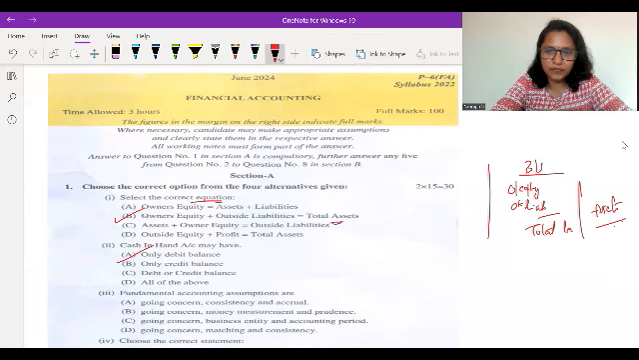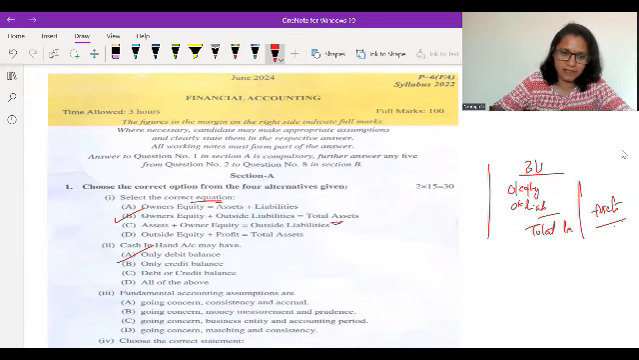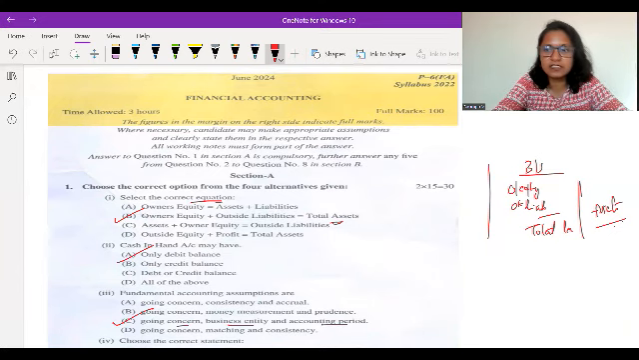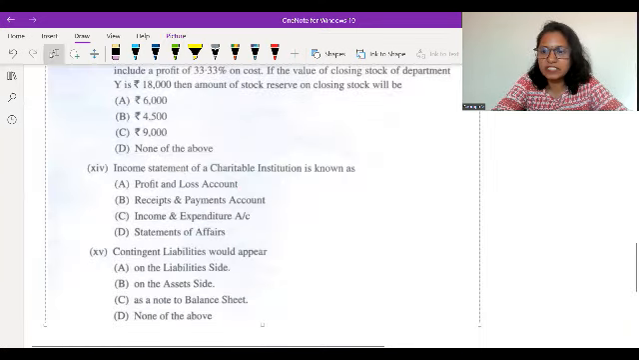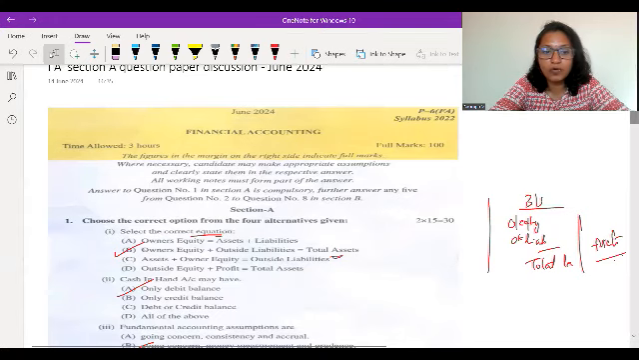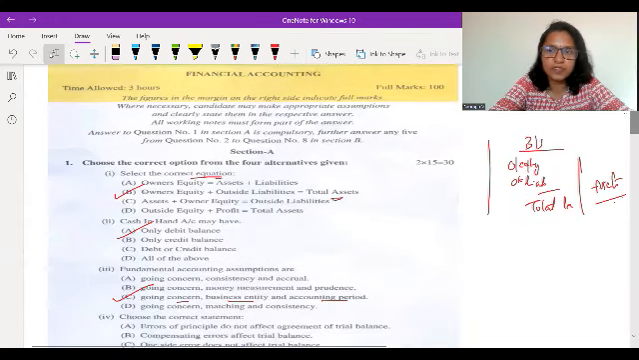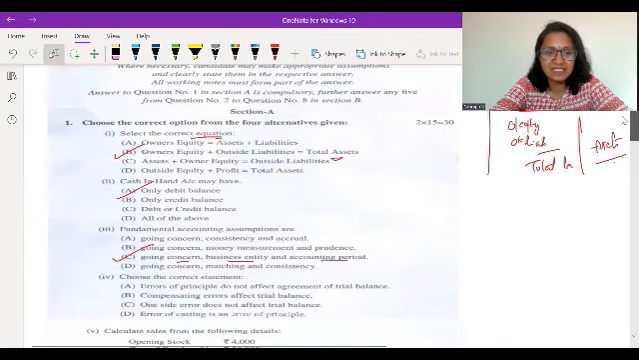The third question, fundamental accounting assumptions are going concern, consistency, accrual; going concern, money measurement, prudence; going concern, business entity and accounting period; going concern, matching and consistency. So the answer is C. See, consistency and prudence are all called accounting concepts, and because of which it will not be an assumption. It is not a fundamental accounting assumption.